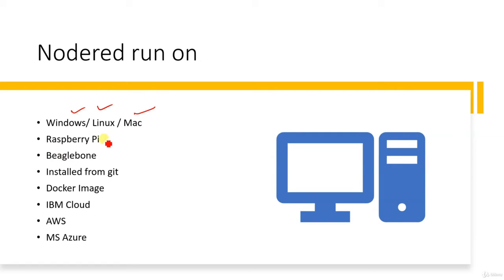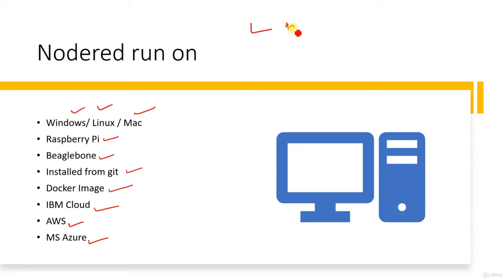So Node-RED can run on Raspberry Pi, Node-RED can run on BeagleBone. You can install it directly from Git or as a Docker image on any other Linux compatible computer. Node-RED in cloud can run on IBM Cloud as well as on Amazon Web Services or AWS Cloud and Microsoft Azure Cloud.